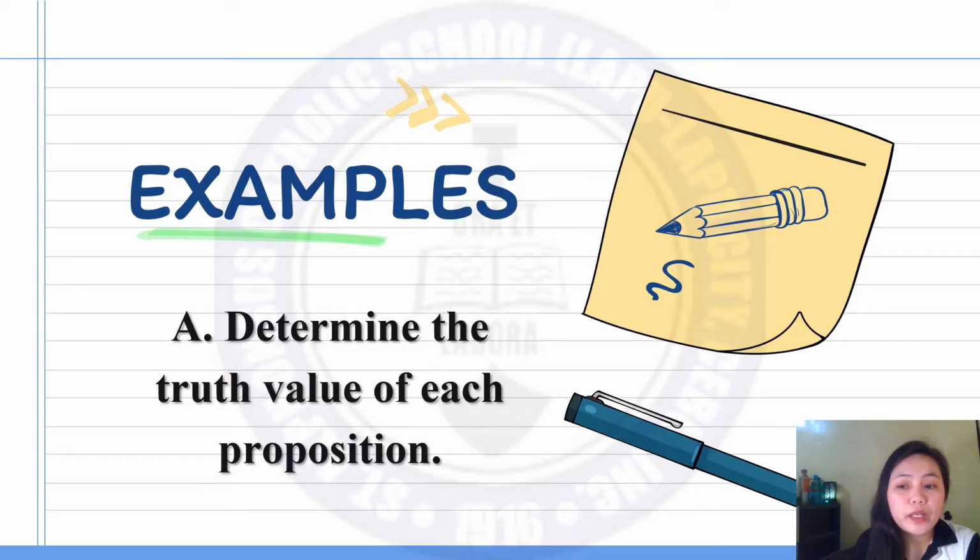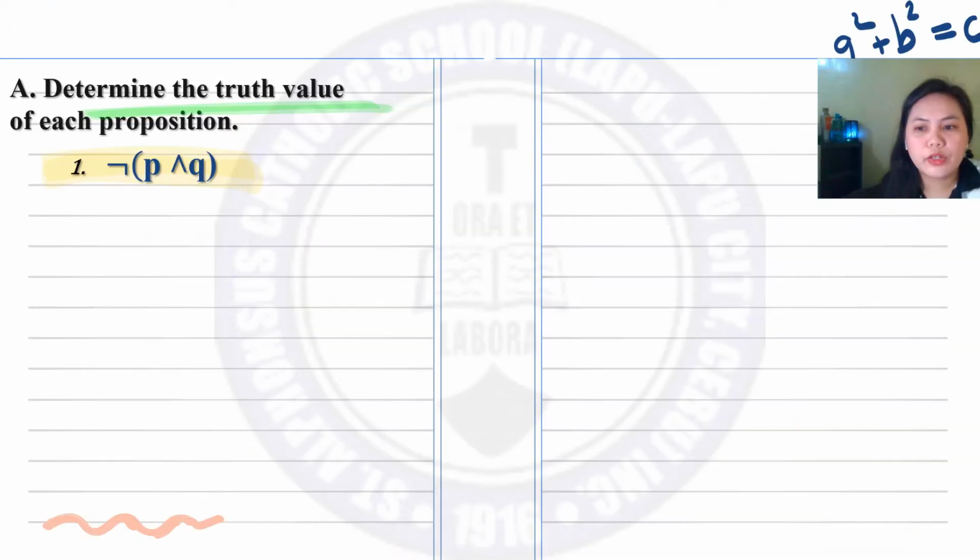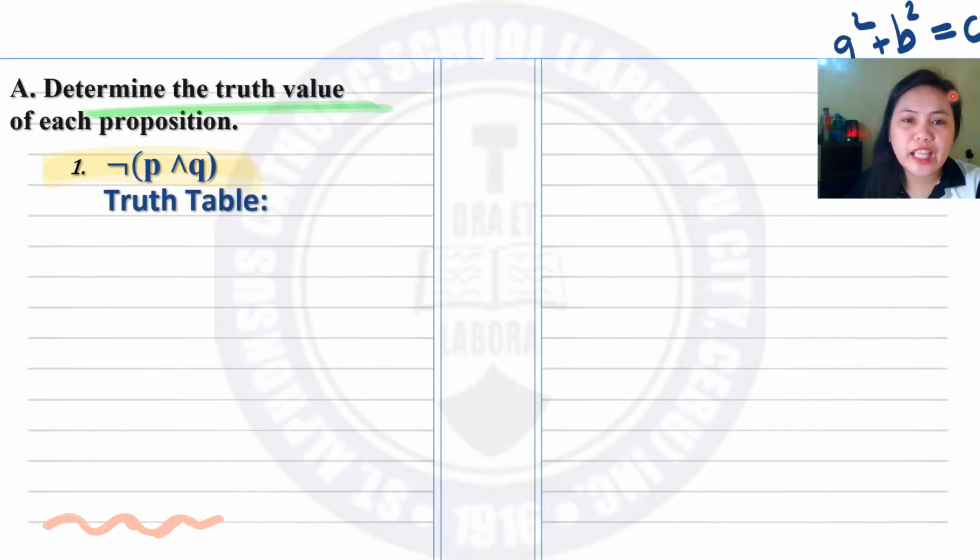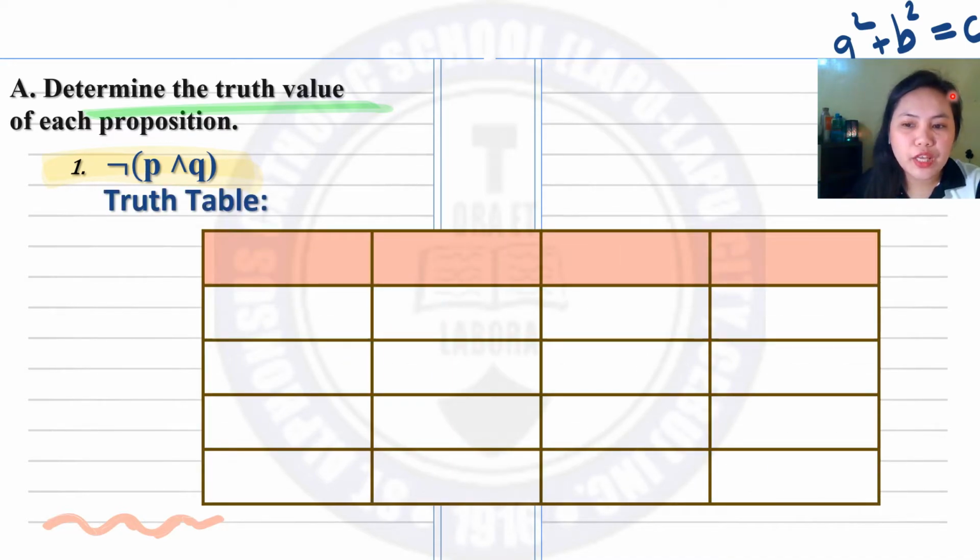Now, let's have our examples. There are two sets of examples. For the first set of examples, we are going to determine the truth value of each proposition. For our first example, the negation of P and Q. So in our truth table, you draw your four-column table.